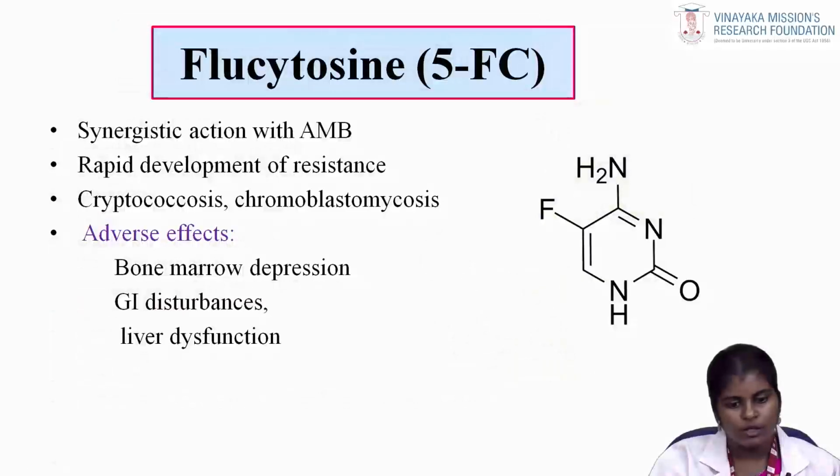Moving on to flucytosine, it shows a synergistic action with amphotericin B. Because of rapid development of tolerance, it is the drug of choice for only a few fungi, such as Cryptococcus and Chromoblastomycosis. It has serious adverse effects such as bone marrow depression, anemia, and finally liver dysfunction.